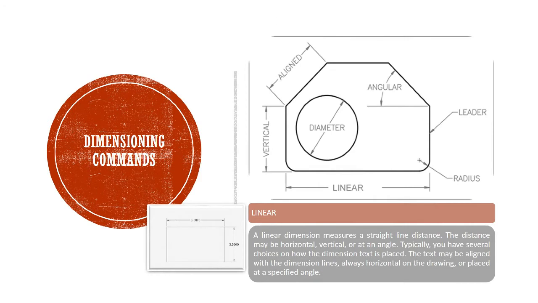The first dimension command is a linear. A linear dimension measures a straight line distance. The distance may be horizontal, vertical, or at an angle. Typically, you have several choices on how the dimension text is placed. The text may be aligned with the dimension lines, always horizontal on the drawing, or placed at a specified angle.